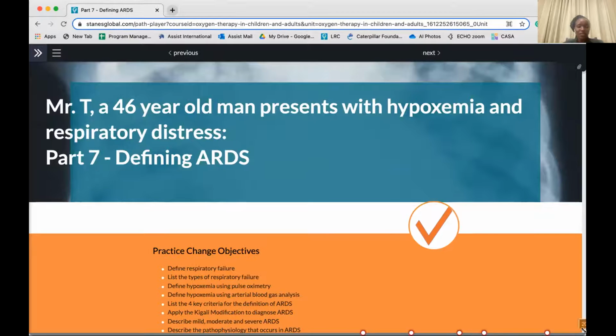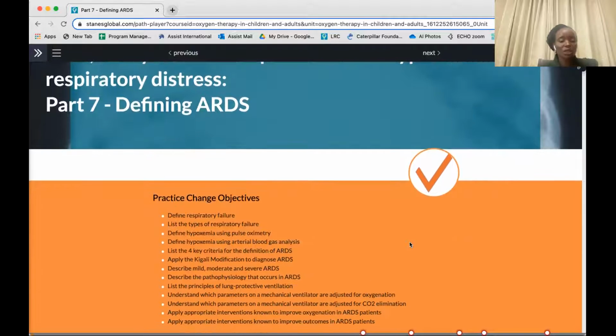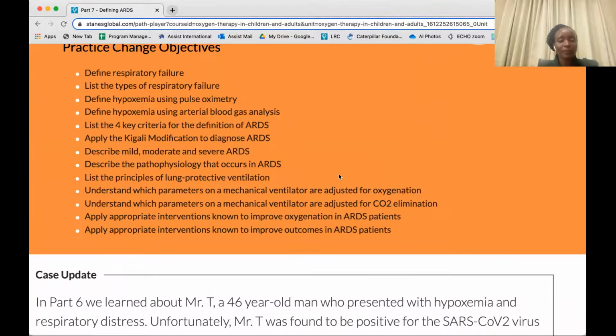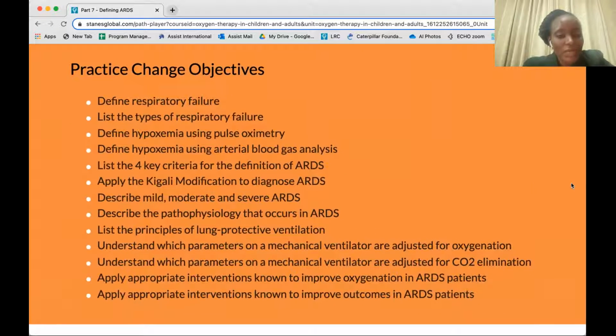Okay. So we have Mr. T, a 46-year-old man who presents with hypoxemia and respiratory distress. In this part 7, we want to understand what ARDS is, how it presents, and how we can manage it in our facilities. Our practice change objectives are to define respiratory failure, list the types of respiratory failure, define hypoxemia using the pulse oximeter, define hypoxemia using the arterial BGA, list the 4 criteria for definition of ARDS, and apply the Kigali modification to diagnose ARDS. This we don't use here, but we usually use the Berlin.